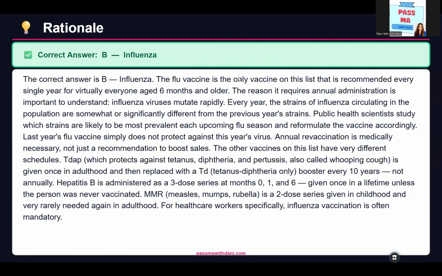For question 46, if you said B, influenza, you are correct. This is actually the vaccine on the list that is recommended every single year for virtually everyone that's 6 months and older. The reason that this is so is the influenza or flu virus does mutate rapidly. So every year, the strains of the flu that circulate in the population are somewhat or significantly different from the previous year's strains. So public health scientists study which strains are likely to be most prevalent for each upcoming flu season. And then they reformulate that vaccine every single year.